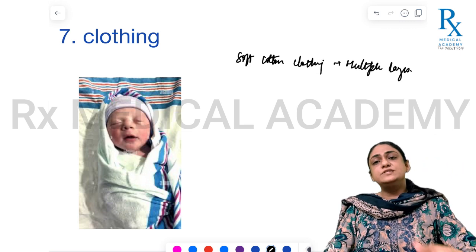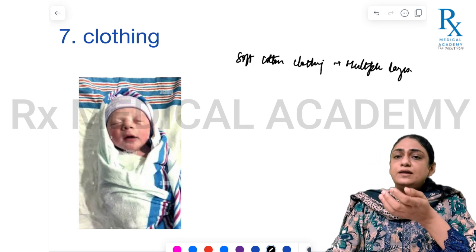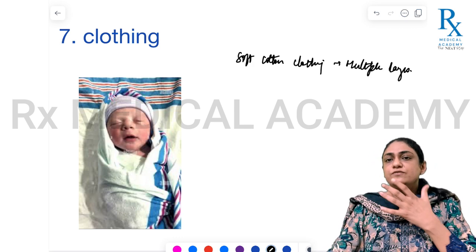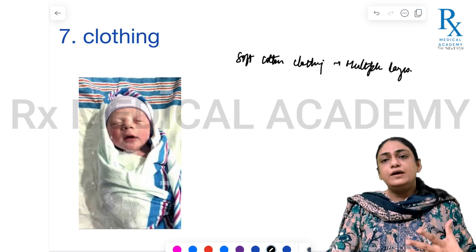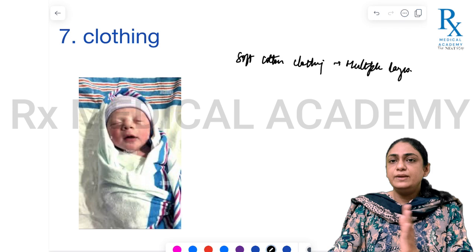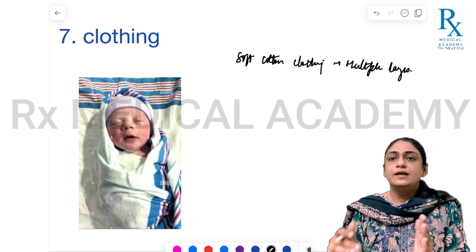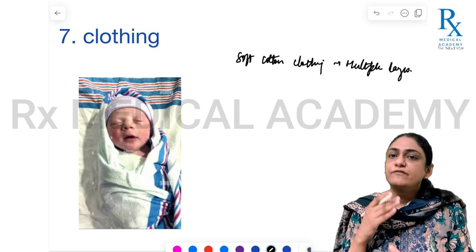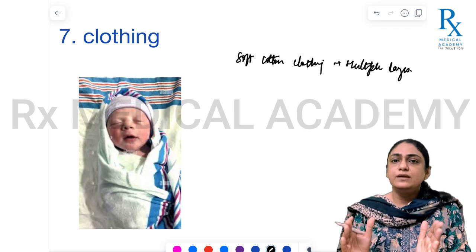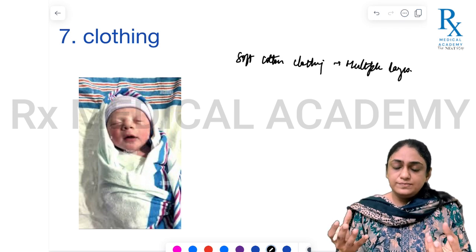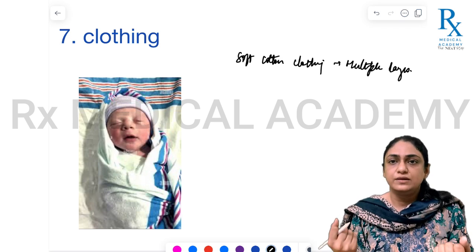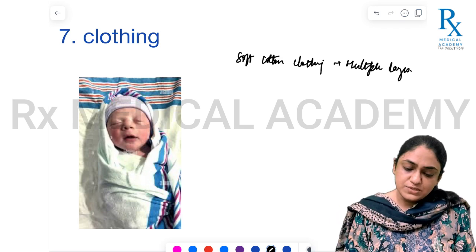How many layers are sufficient? Usually the number of layers needed by adults plus 1. So if we are comfortable wearing 2 layers of clothing in particular environment, in the particular temperature, then the baby needs 3. If we are comfortable wearing 3, baby needs 4. But we should never clothe a baby in a very heavy woolen clothing, because it can lead to suffocation also.